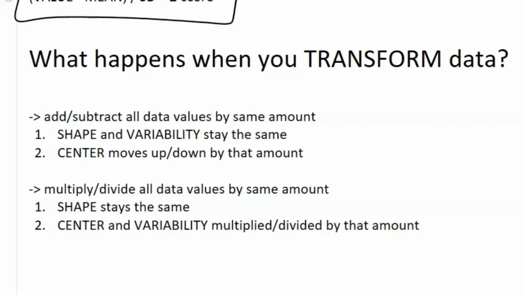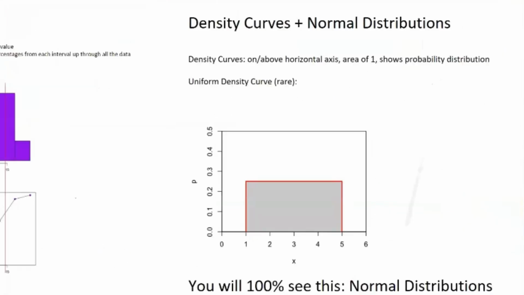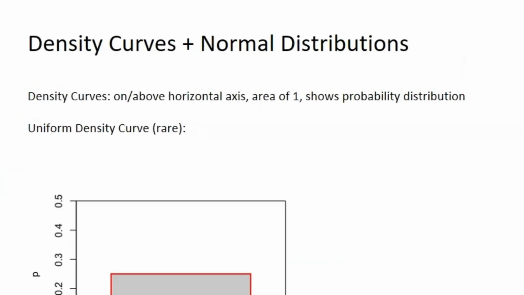So if you added or subtracted all the data values by the same amount, the shape and variability will always stay the same. The center, so that's like your mean or median, will move up or down by that amount. Now, if you multiply or divide, that's a different story. The shape will still stay the same, but now your center and your variability will be multiplied or divided by that amount. All right, so now let's talk about density curves and normal distribution. So a density curve is on or above the horizontal axis, has an area of 1, and just shows probability distribution.